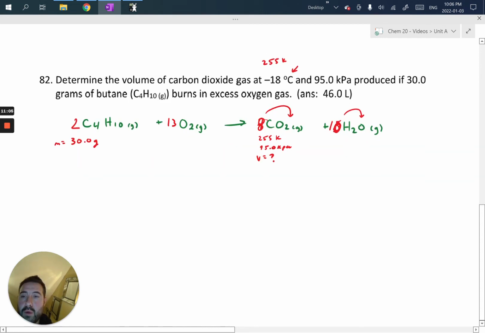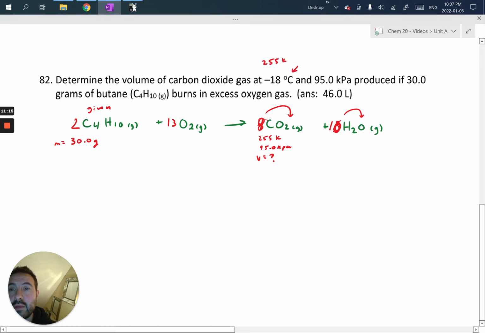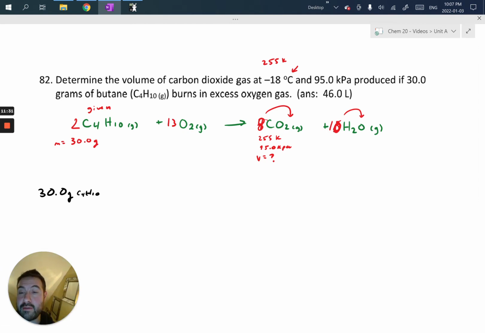And so I'm going to start with my given. Okay, my given is here. And so I'm going to start with this 30 grams. I'm going to change my color. I just don't like writing in red for some reason. Okay, so I'm going to start with my 30.0 grams of butane, C4H10. And my first step always in stoichiometry is find the number of moles of your given.